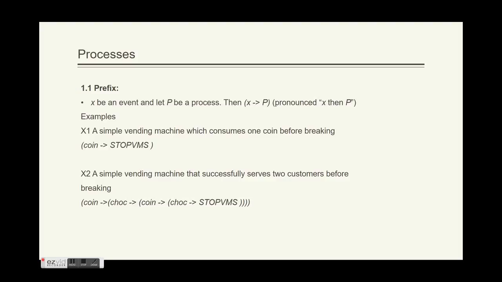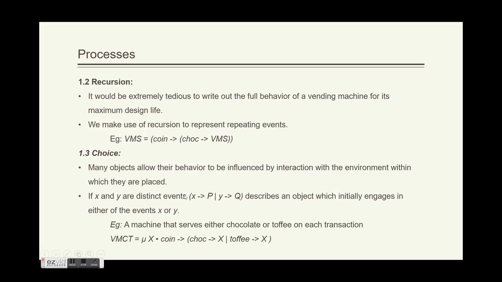So here the customer first inserts a coin and receives a chocolate from the vending machine, and then again the second customer inserts a coin, and then again he gets the chocolate, and after that the vending machine stops working. So here, after serving two customers successfully, the vending machine stops working.